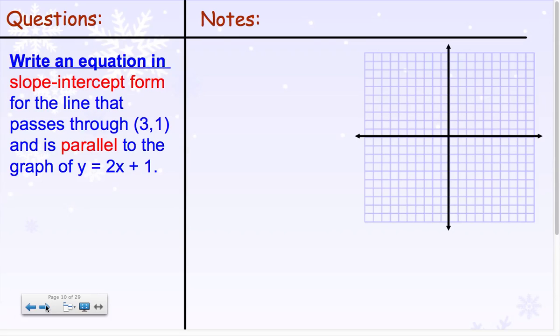Write an equation in slope-intercept form for the line that passes through (3, 1) and is parallel to the graph of y equals 2x plus 1. Well, the first thing I'm going to do is graph the equation that they give me, y equals 2x plus 1. I'll put my first dot on positive 1, rise 2, run 1, rise 2, run 1, rise 2, run 1.